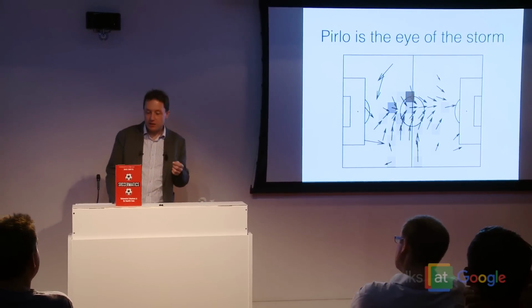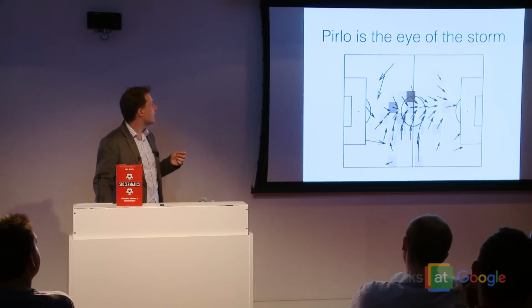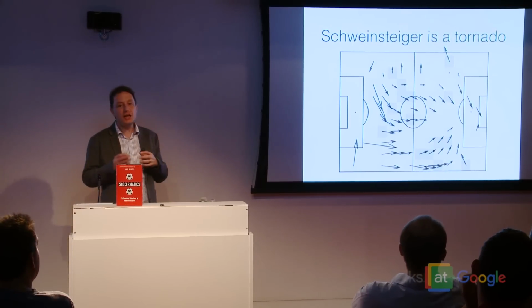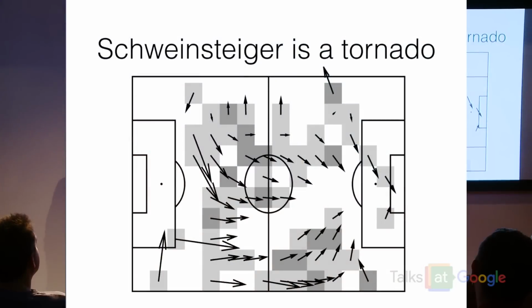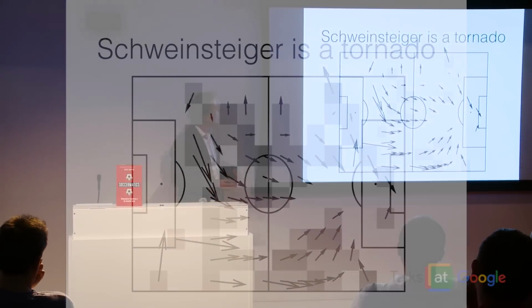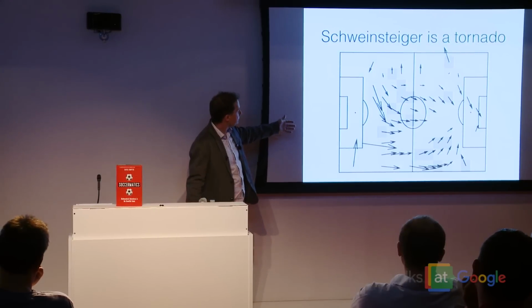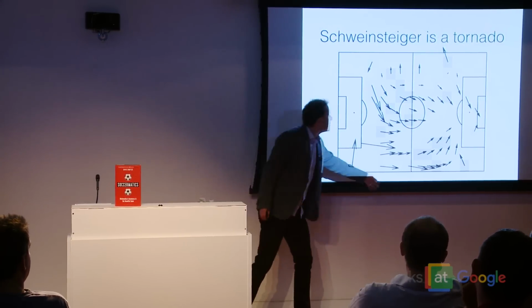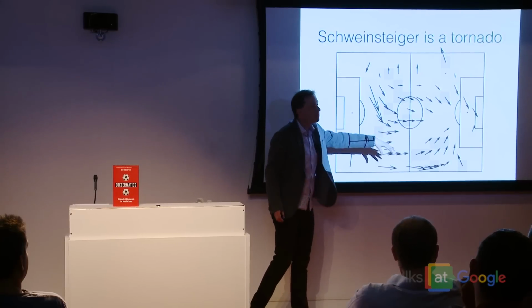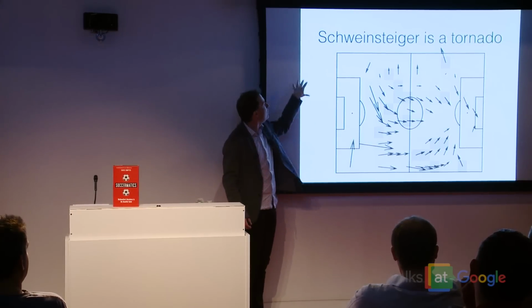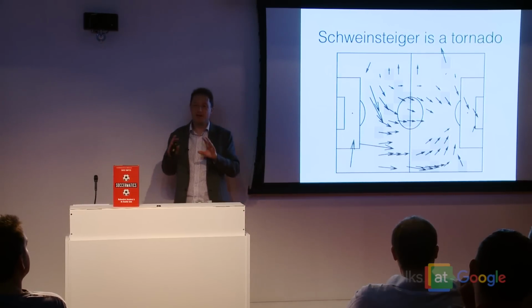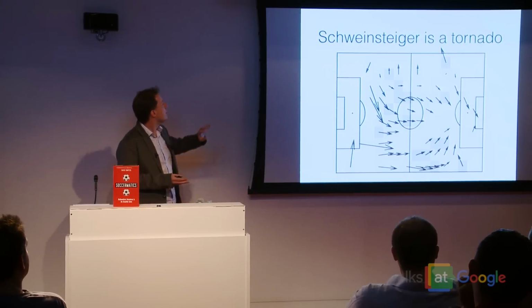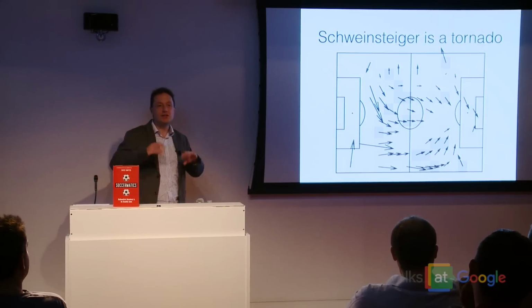And then you can compare to other players. So Schweinsteiger plays for Germany. And you would actually say that in that match, he played the same midfield position as Pirlo, but he has a completely different vector field or flow field. He is moving everywhere around the pitch. He has these long passes in this direction, some going out that direction, and he moves much more around. So I think if Pirlo is the eye of the storm, then Schweinsteiger is a tornado that just engulfs the whole pitch.